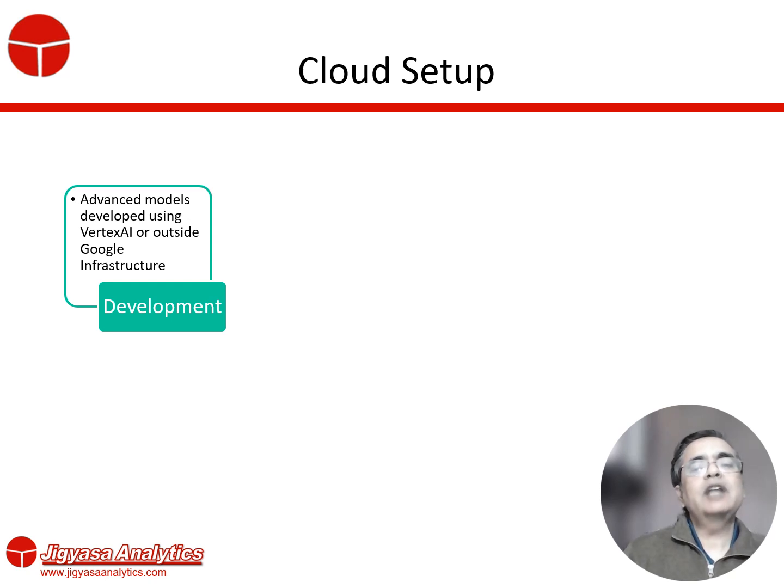So the advanced models are built, and I'm taking Google's cloud infrastructure as an example. This could be done with Microsoft, Amazon, or other vendors as well. Advanced models can be developed using resources available on Google Cloud like Vertex AI, or it could be done outside Google's infrastructure as well. And this is the development phase, and that is where someone like me, or my organization, or an internal team, would set up the model, build the model, all what we have been talking about.